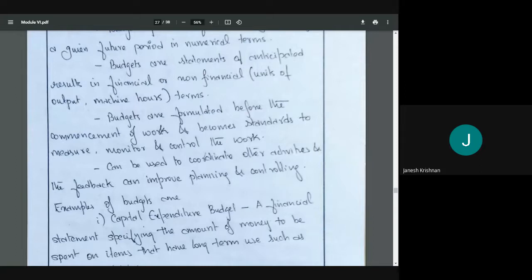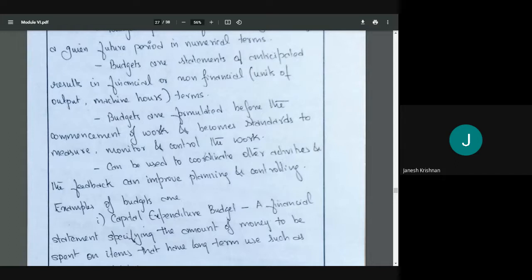Have we met the budget? Was our production within the cost, within our budget? Suppose we have put in a budget of 10 lakhs. Have we been able to complete the production within that budget or not? So that becomes a standard, right? Budgets are formulated before the commencement of work and become standards to measure, monitor, and control the work. So basically, budget is a standard. That's how we are doing the controlling.